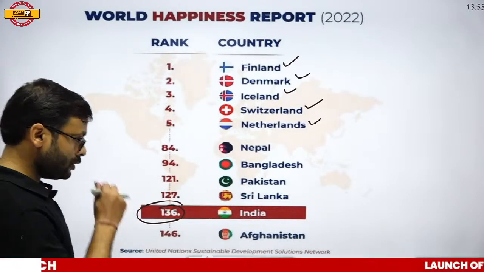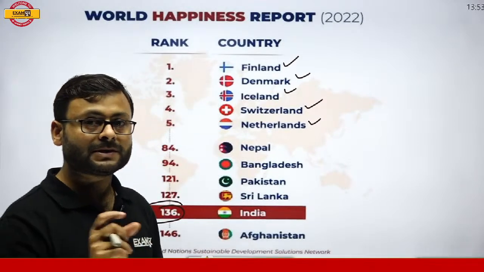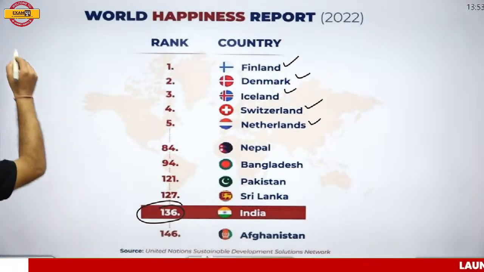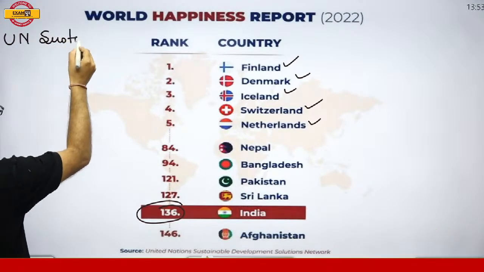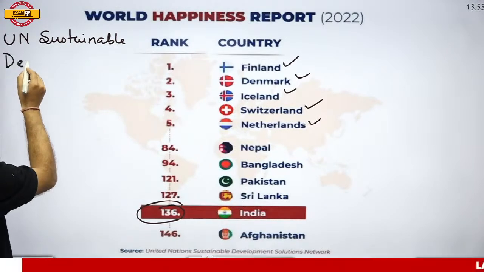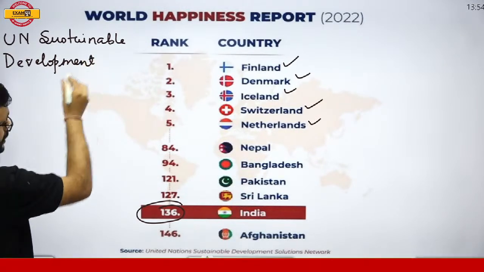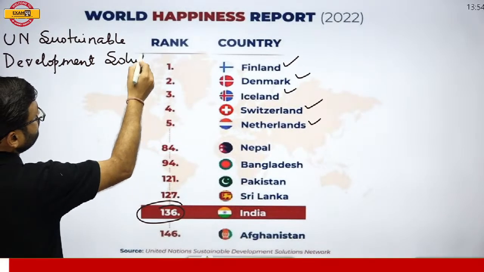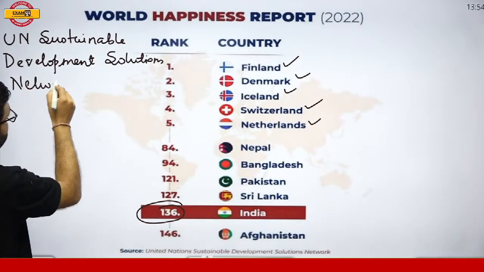And if somebody asks which institution publishes this report, then your answer should be United Nations Sustainable Development Solutions Network. The report is published by United Nations Sustainable Development Solutions Network. So this is the agency which publishes this report.